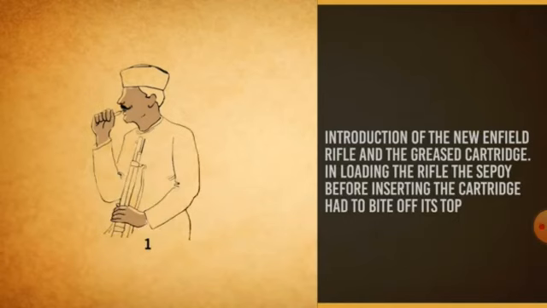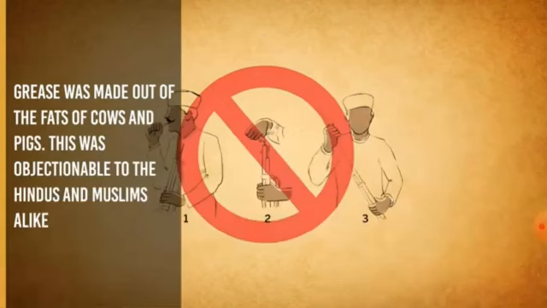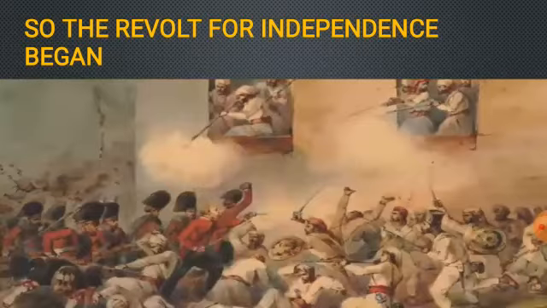And as I said, with the introduction of the new Enfield rifle and the greased cartridge, in loading the rifle, before inserting the cartridge, one had to bite off what? Its top. The grease was made out of the fats of cows and pigs, and this was, my dear students, objectionable to both Hindus and Muslims alike. So, the revolt for independence began. This is the second reason why this revolt got started.